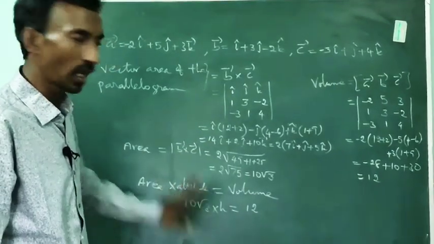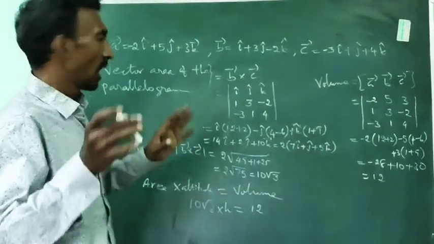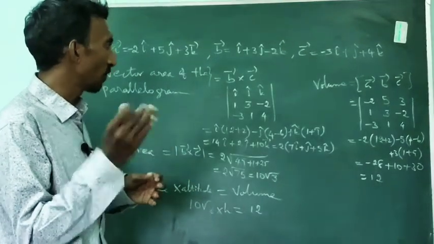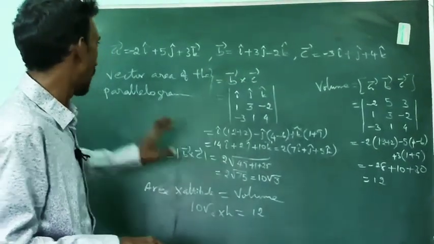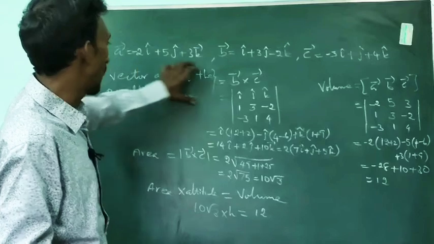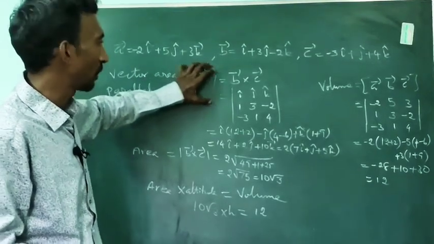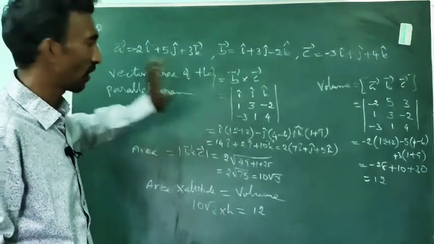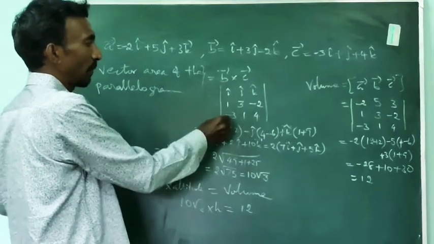the volume. Okay, so given that the base is a parallelogram with the vectors B vector and C vector, so find out the vector area of the parallelogram. It is nothing but B cross C, well known formula. So again the determinant method.